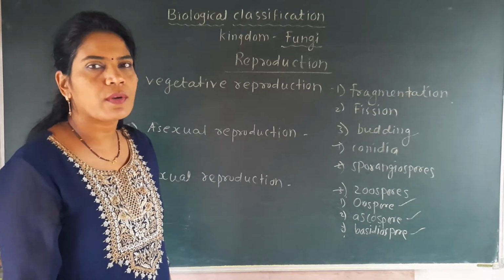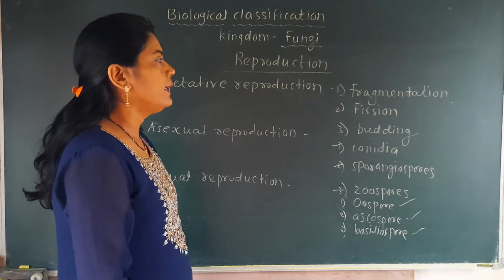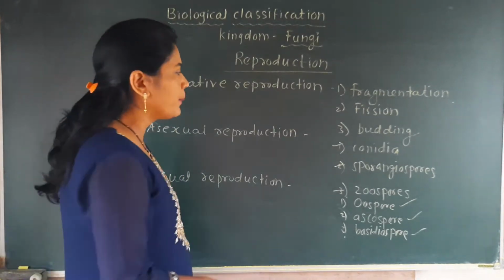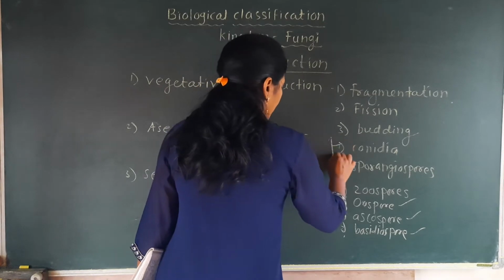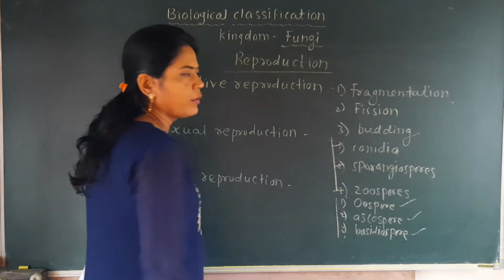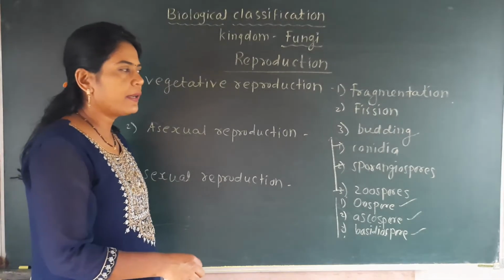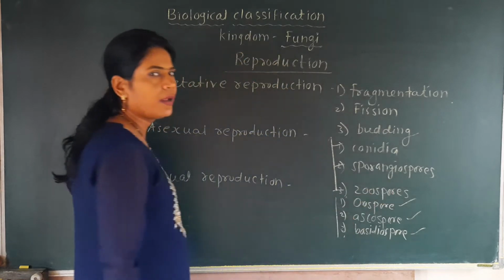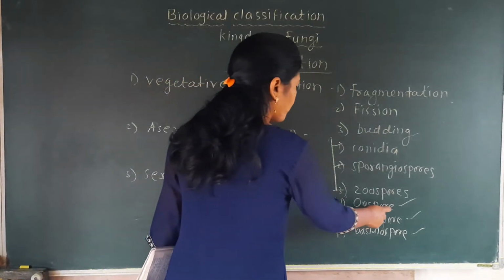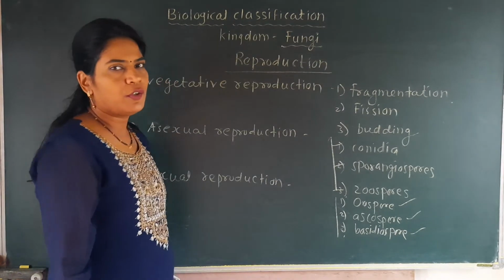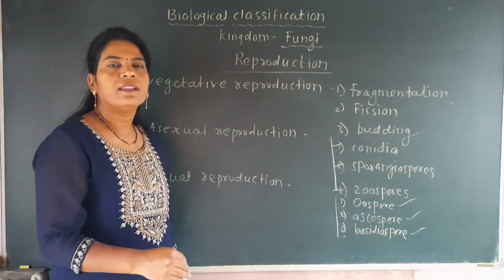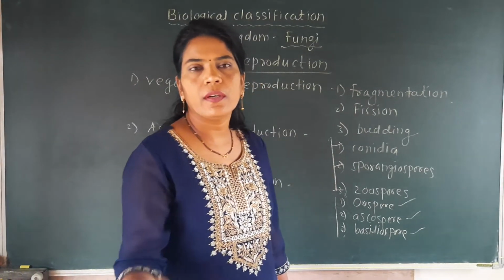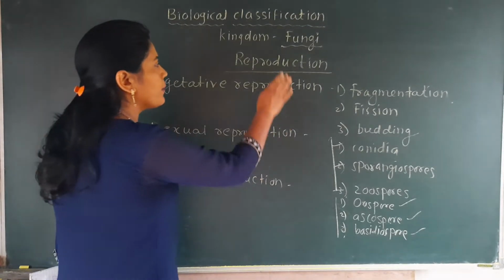So it is very, very important that you know the types of reproduction, and a number of students get confused between asexual and sexual spores. So again, I am discussing the same point: asexual spores are conidia, sporangiospores and zoospores, while the sexual spores are oospores, ascospores and basidiospores. So this is about the types of reproduction found in fungi: vegetative, asexual and sexual. It is a very, very important part.